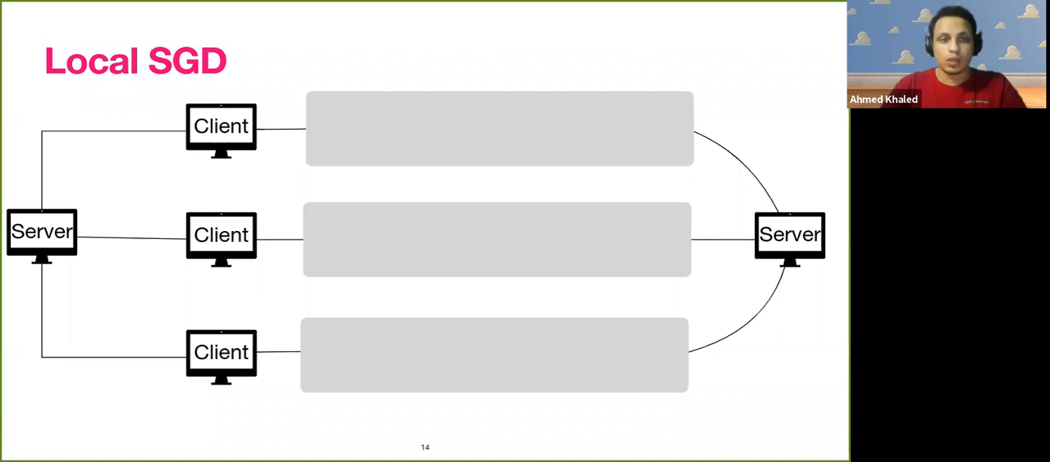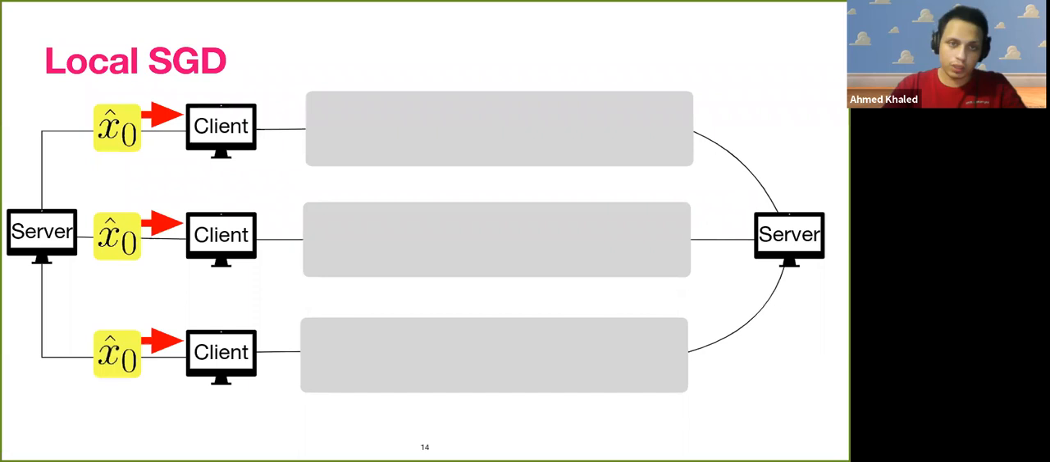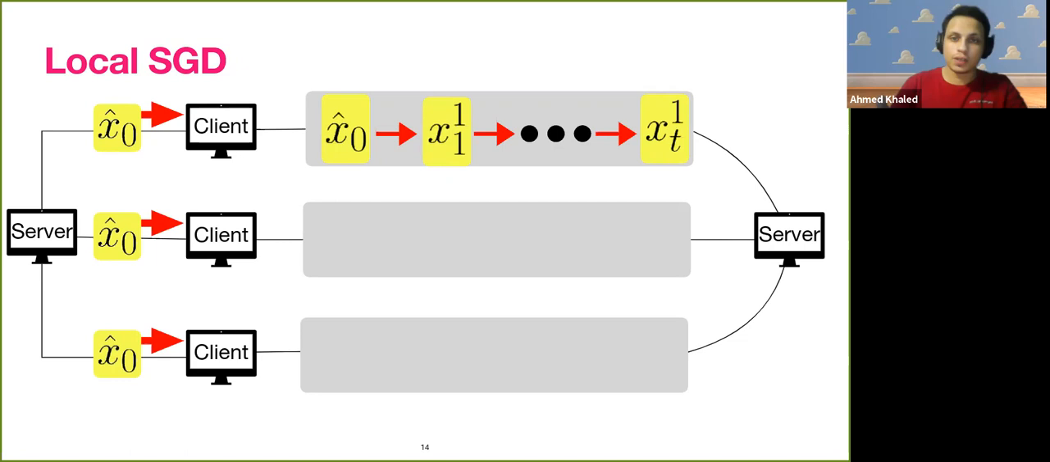So now I describe the local SGD algorithm. This is just drawn across time, and each of these boxes represents the computation that is done locally on each client. At first, the server broadcasts a point, which is x hat zero, and then each client locally does computation for t steps. Each of these steps is an SGD step, like one SGD update. So it samples a stochastic gradient at, let's say, x11, and then it takes an SGD update. The superscript here, the top numbers, represents the client number. So x11 is at time one on client one, and xt1 is at time t on client one. And we can do the same for the two other clients.